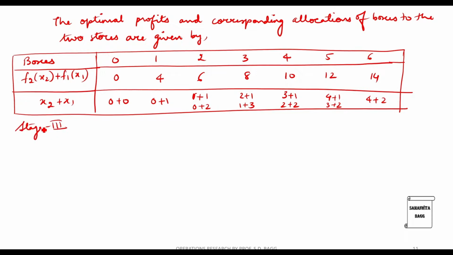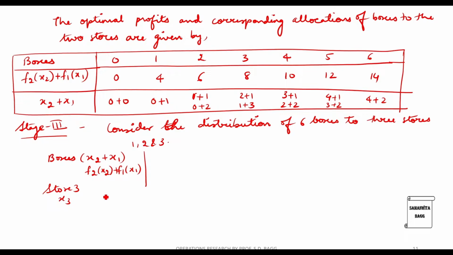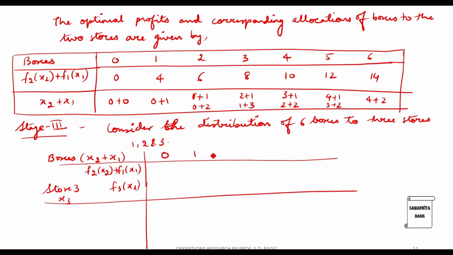So next I'll go for stage 3, where I'll consider the distribution of 6 boxes to 3 stores, 1, 2 and 3. Again I'll make a table. So I'll start with boxes. x2 plus x1. Here I'll have f2 x2 plus f1 x1. Then I'll write down store 3. So corresponding x3 and f3 x3. So this will be 0, 1, 2, 3, 4, 5, 6.